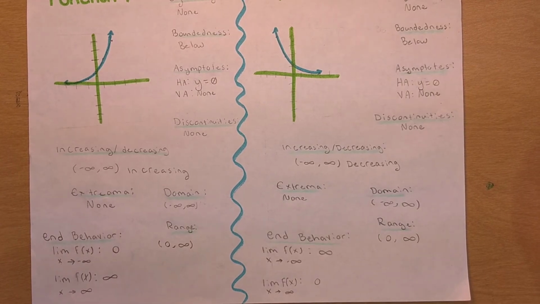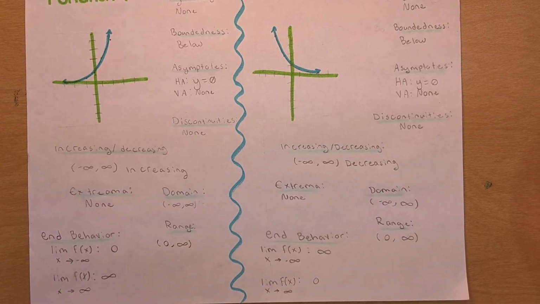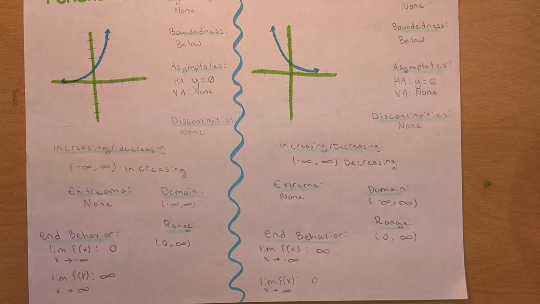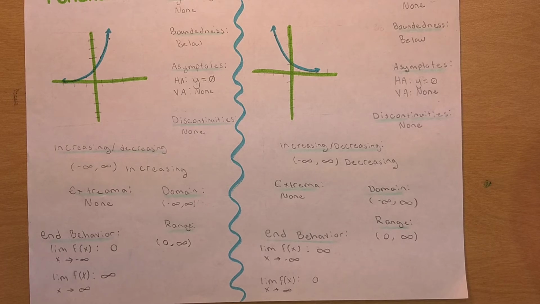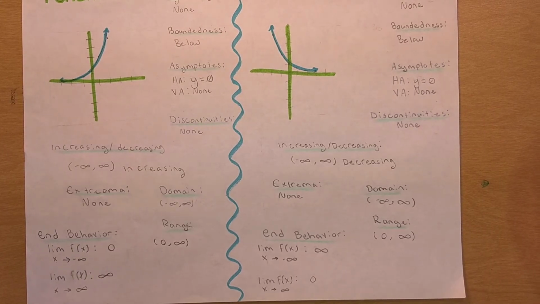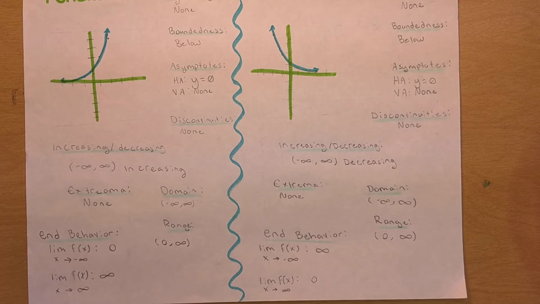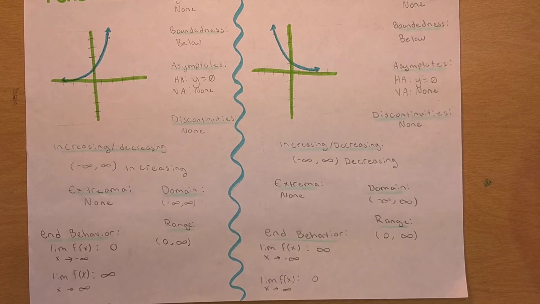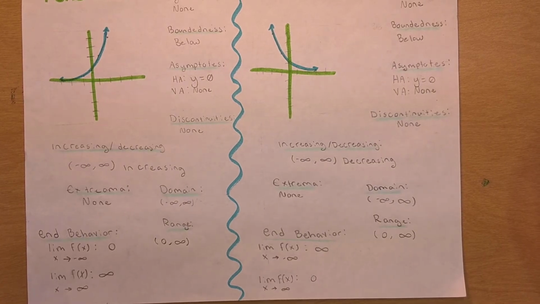There are no extrema. The end behavior for f of x equals 2 to the power of x, as x approaches negative infinity, is 0, because there is a horizontal asymptote at y equals 0. As it approaches infinity, the end behavior is infinity. For f of x equals 1/2 to the power of x, the end behavior as x approaches negative infinity is infinity. And as x approaches infinity, y approaches 0.